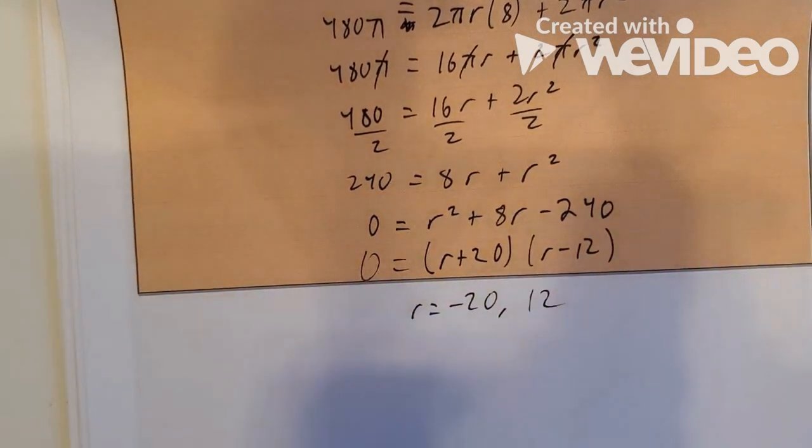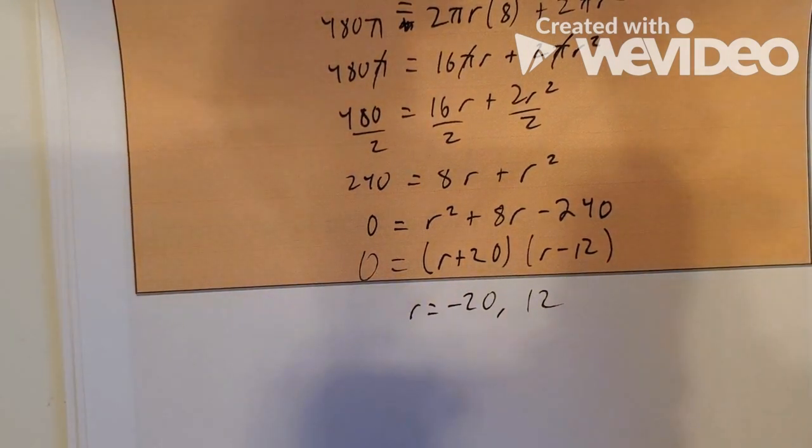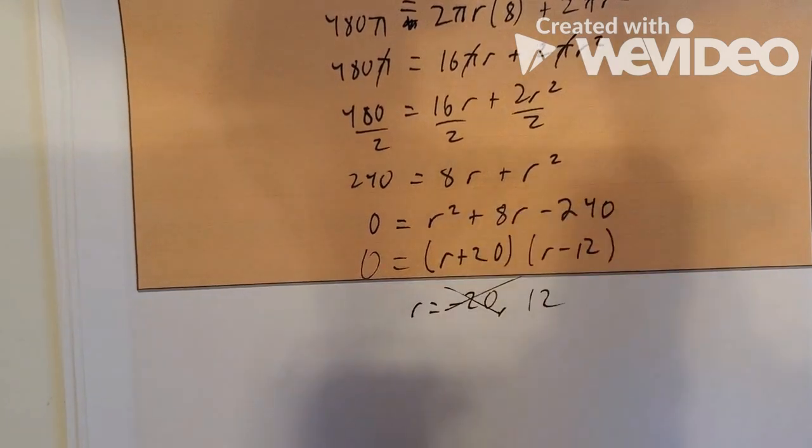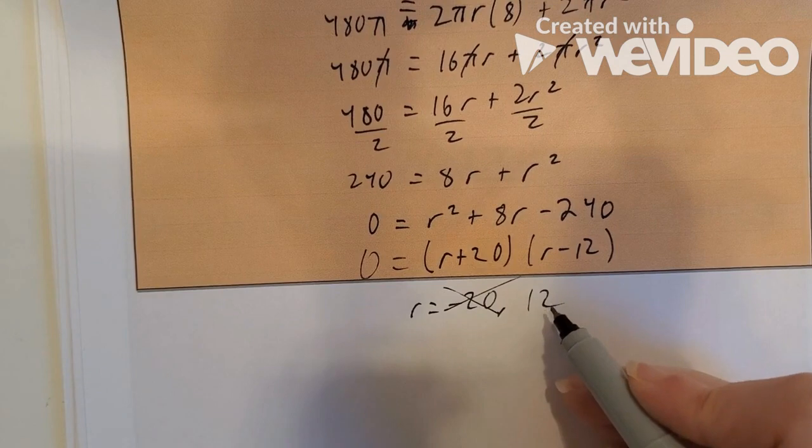All right. Now, sorry, I'm losing my train of thought. We've done stuff like this before, where if you're talking about a length, it's got to be positive because a negative length makes no sense. So if you're saying your radius is negative 20, no, that's not possible. All right. The only possibility for our radius then is going to be 12.